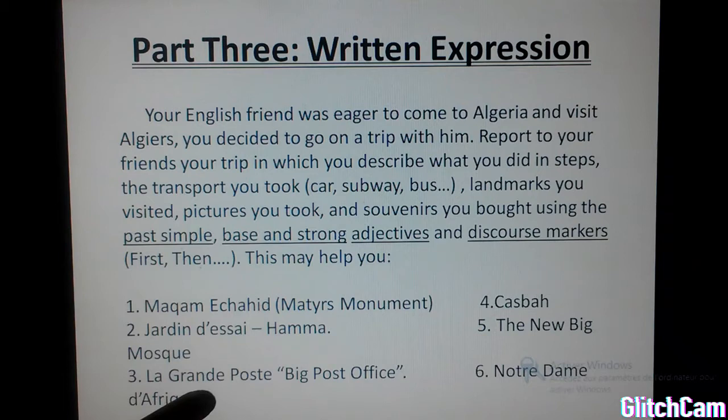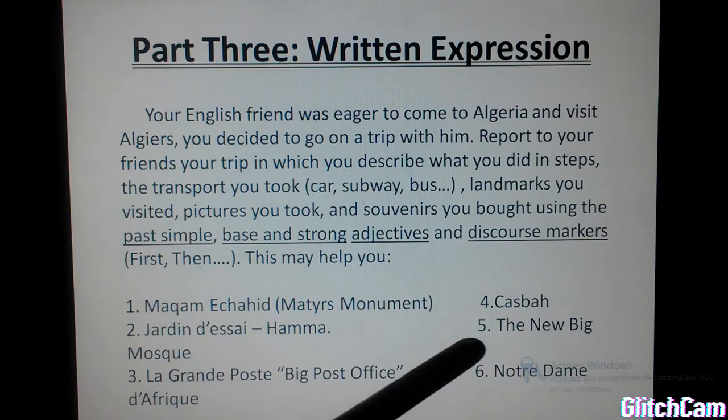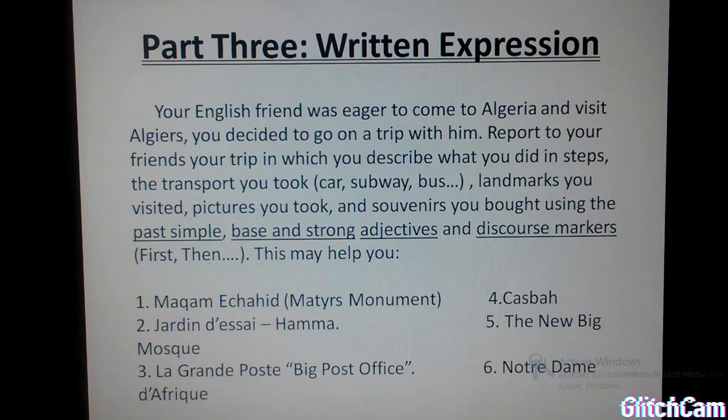Maqam Shahid Martyrs Memorial, Jardin des Selles Hama, La Grande Poste, Big Post Office, Kasbah, the new big mosque, the huge mosque they built recently, and Notre Dame d'Afrique. So you choose just 3 or 4 places to tell or report your trip. So you have 1.5 hours to do this test. So you stop the video, you do your test, then you move to correction.